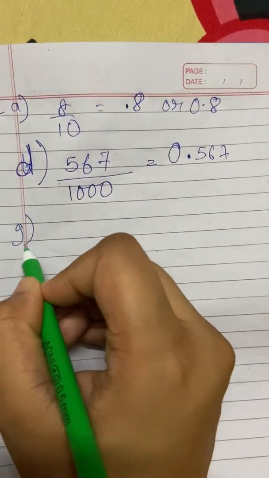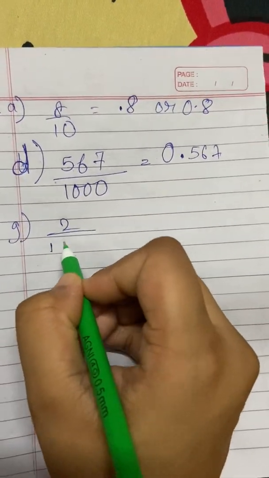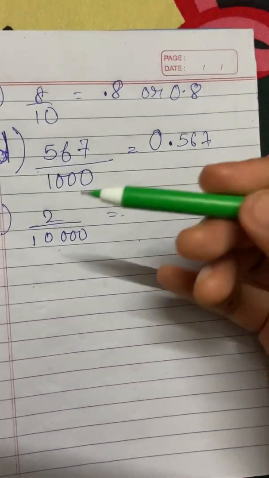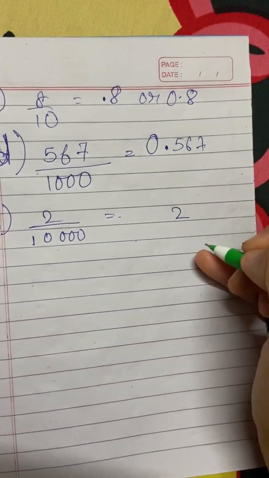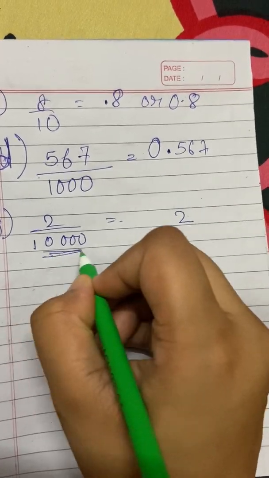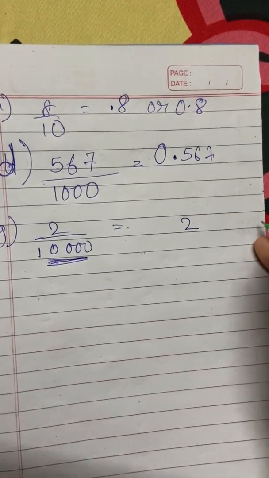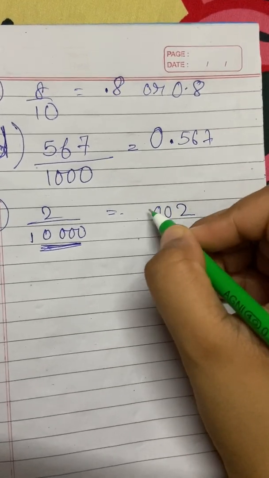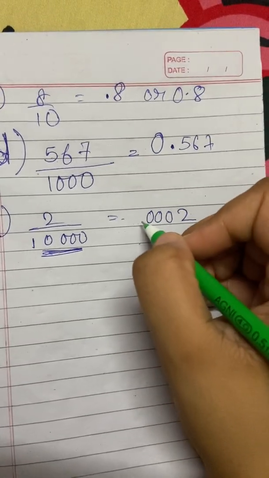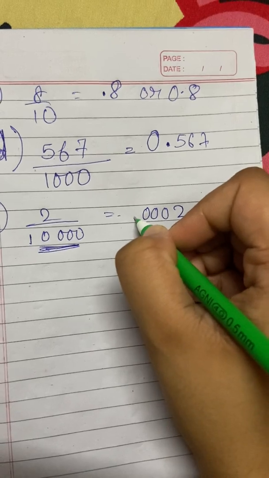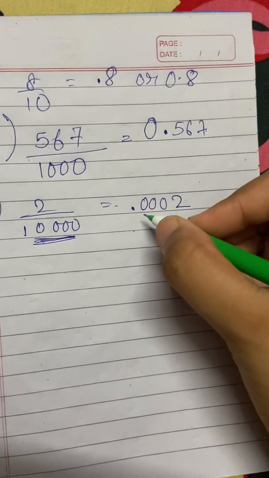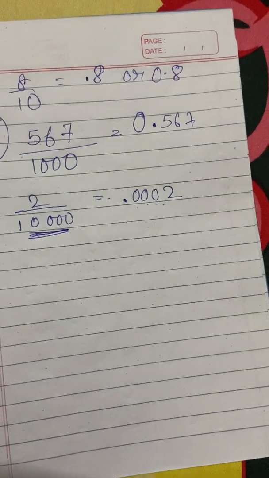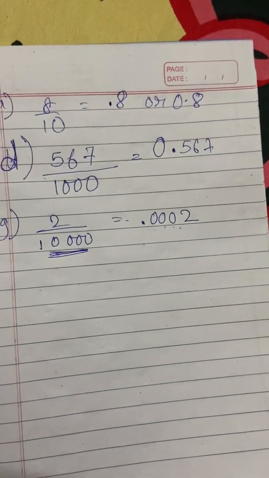Similarly, question number G, 2 by 10,000. Now here is just one digit and we have to write 4 decimal digits. So how will we do? We will write 3 zeros in front and give the decimal. So see, there are 4 digits, 1, 2, 3, 4. So this is how we write fractions into decimals.